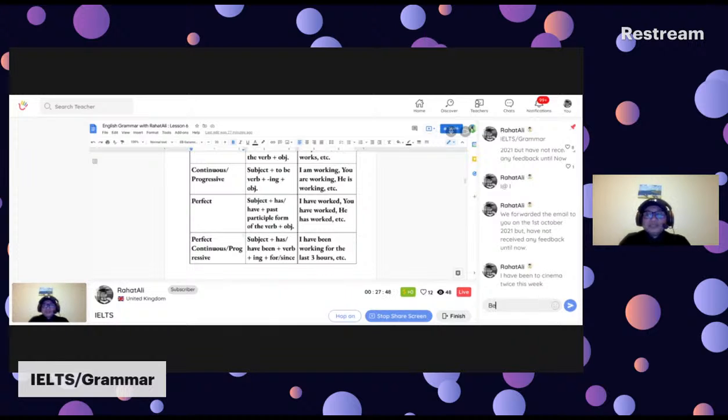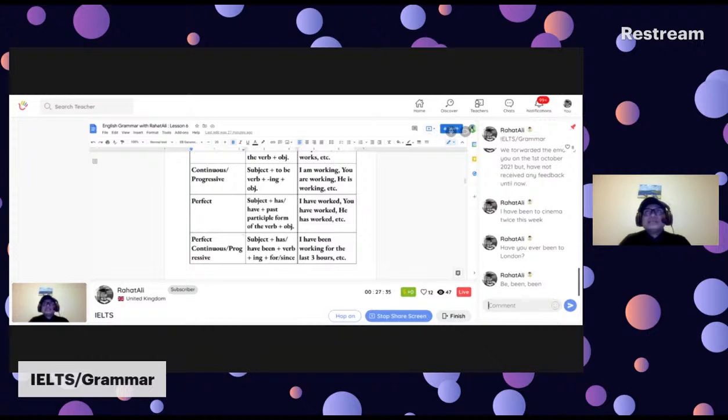Okay, so be, been. We need to be aware. The verb be is be, been in past tense, and the past participle form is also been.